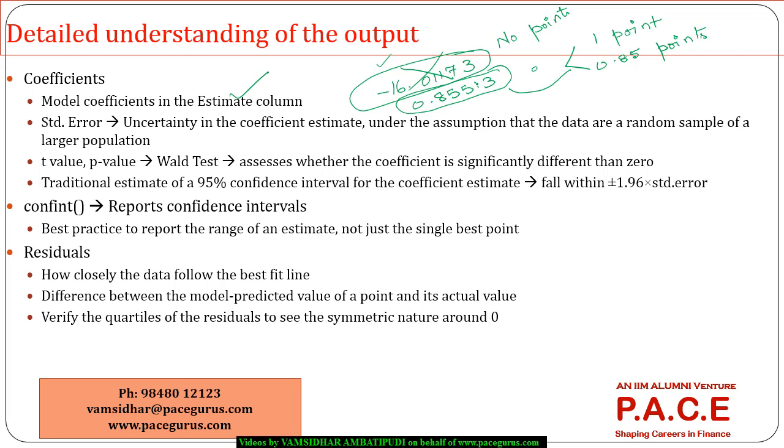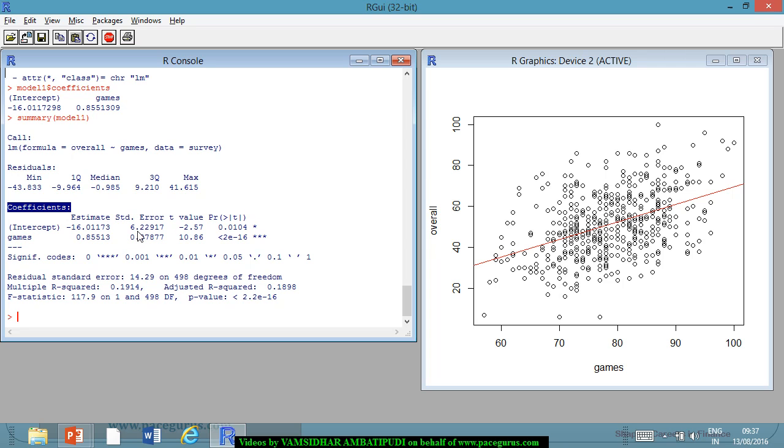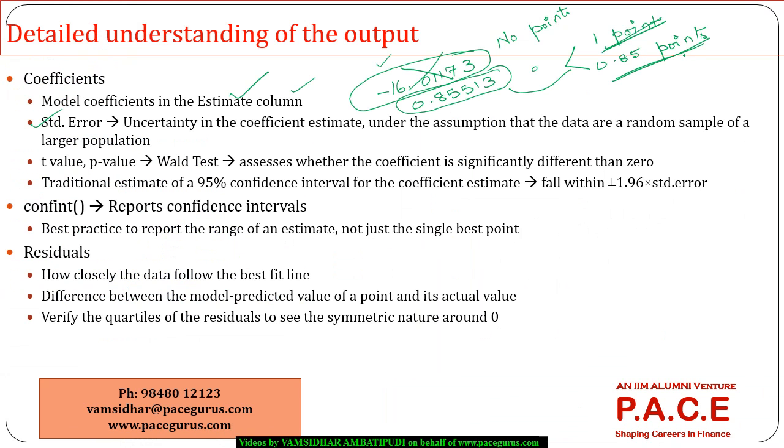But on the other side, if I take the slope into consideration here, if the game satisfaction increases by 1 point, I'm saying that on average, the overall satisfaction is increasing by 0.85 points. That's what we interpret from here. Then we will also look at the standard errors, 6.22 and 0.07.